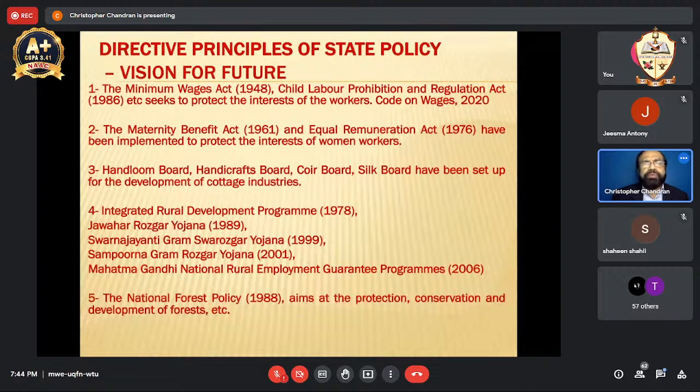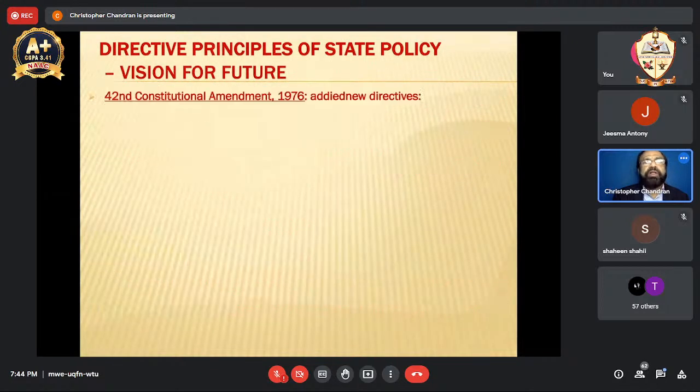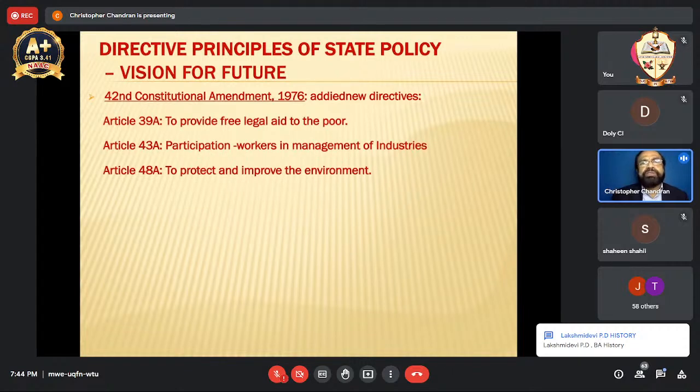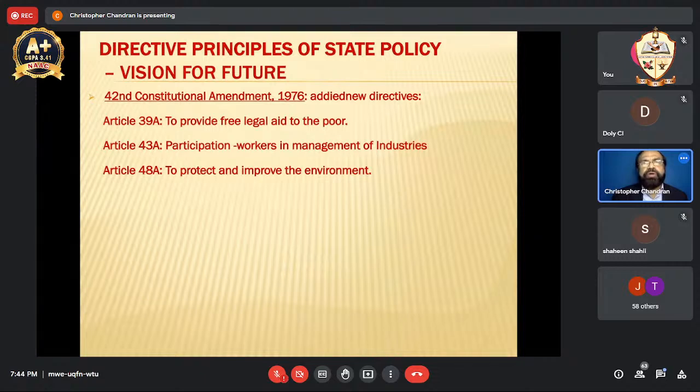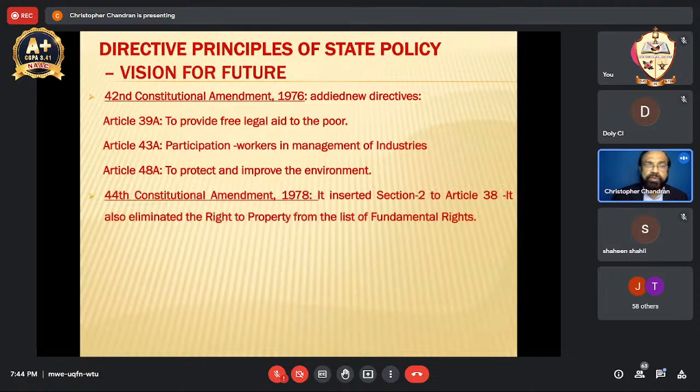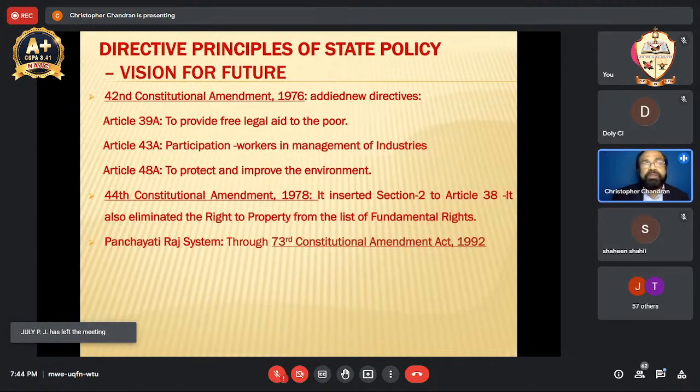Forest policy to preserve and protect forests, part of the Sustainable Development Goals. The 42nd Amendment, you all know, added these three with regard to free legal aid to the poor, participation of workers in management, and improving the environment. The 44th Amendment removed the right to property. The Panchayat Raj system that we enjoy now is part of the 73rd Constitutional Amendment.